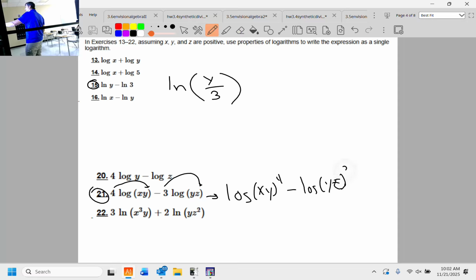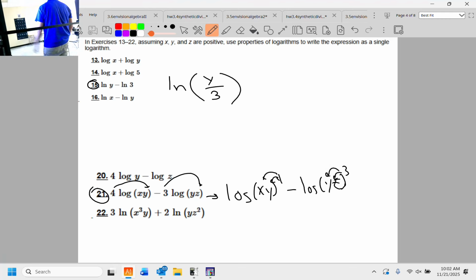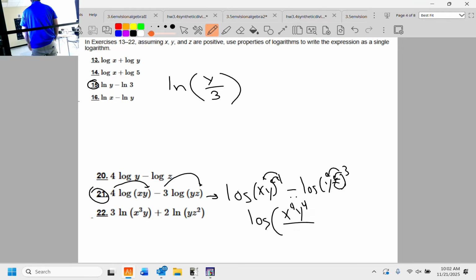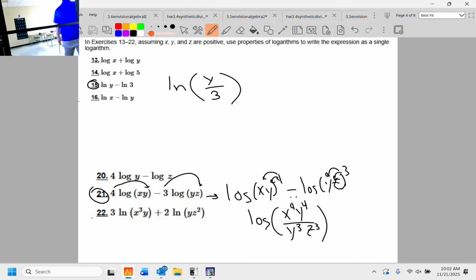Now, you get to give that to both pieces. They both get the same. Okay. How do you break apart subtraction? Division. So you're going to have a single log, and up top is going to be an x to the 4th, y to the 4th, over y to the third, z to the 3rd. And then you're going to do the rest of the simplification. I think y to the 4th and y cubed will reduce some y.